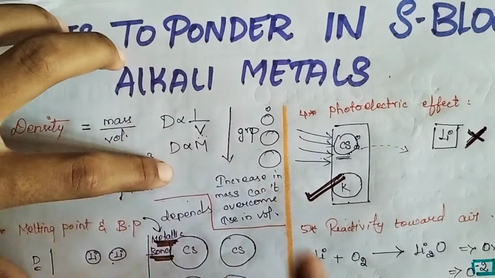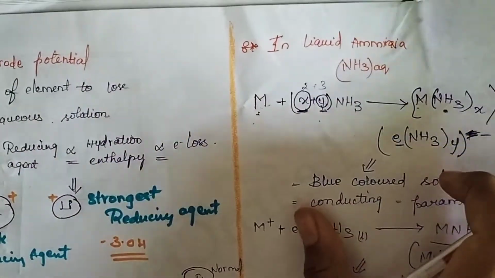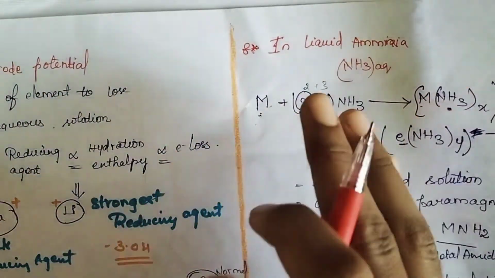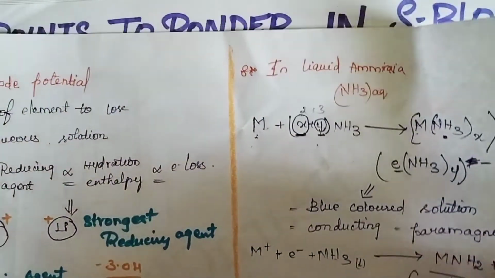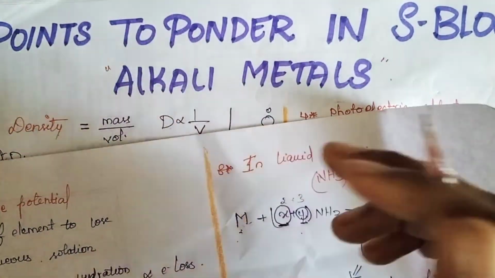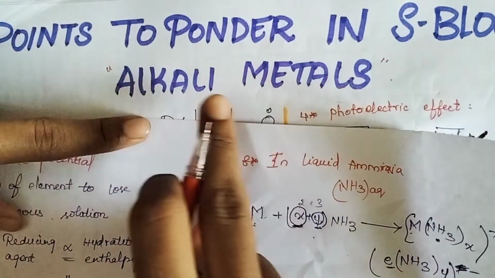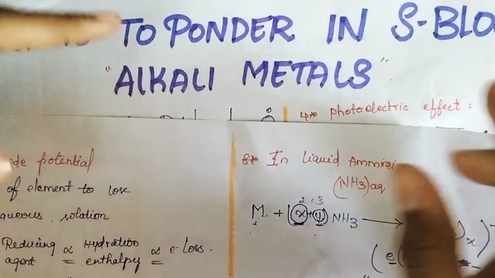Okay, are you clear with these 8 points? These are the 8 important points you need to know about the chemical and physical properties of alkali metals. Now in the next video I will put the important compounds of these alkali metals.